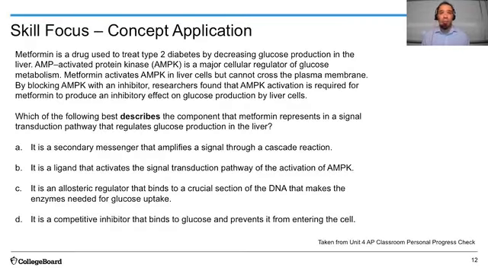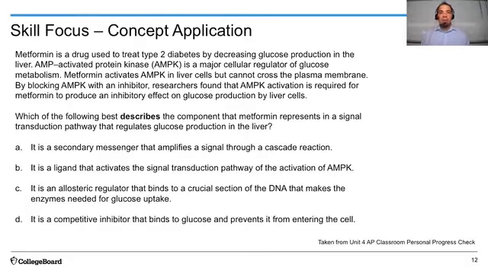Pause the video, maybe read it again, talk amongst your friends or in Zoom if you're on that, but here's the actual question. Which of the following best describes, right, that was our main term there, the components that metformin represents in a signal transduction pathway that regulates glucose production in the liver? So pause the video, look through A, B, C, and D. I'm not going to read them to you. Pause the video, come up with an answer, talk to your friends in Zoom, and then unpause the video.